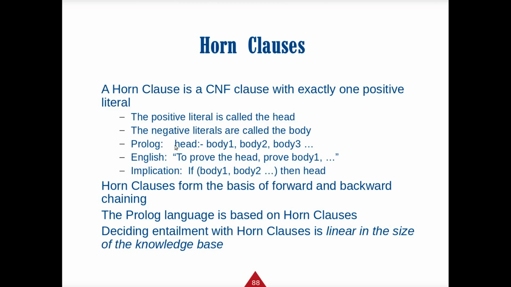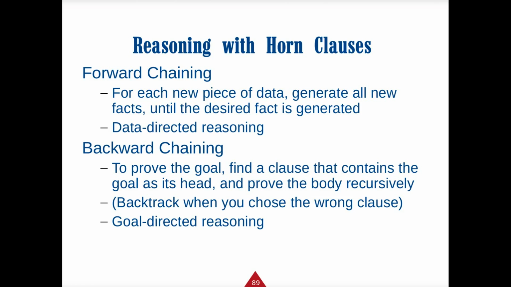So usually in Prolog you define a head, and you define some axioms that keep on going down, and then you keep on adding the bodies to the head until you can make a final proof. The Horn clauses form a basis of backward and forward chaining. The reason why Horn clauses are nice is they're linear in size based on the knowledge base. So you're not going to get exponential growth using Horn clauses.